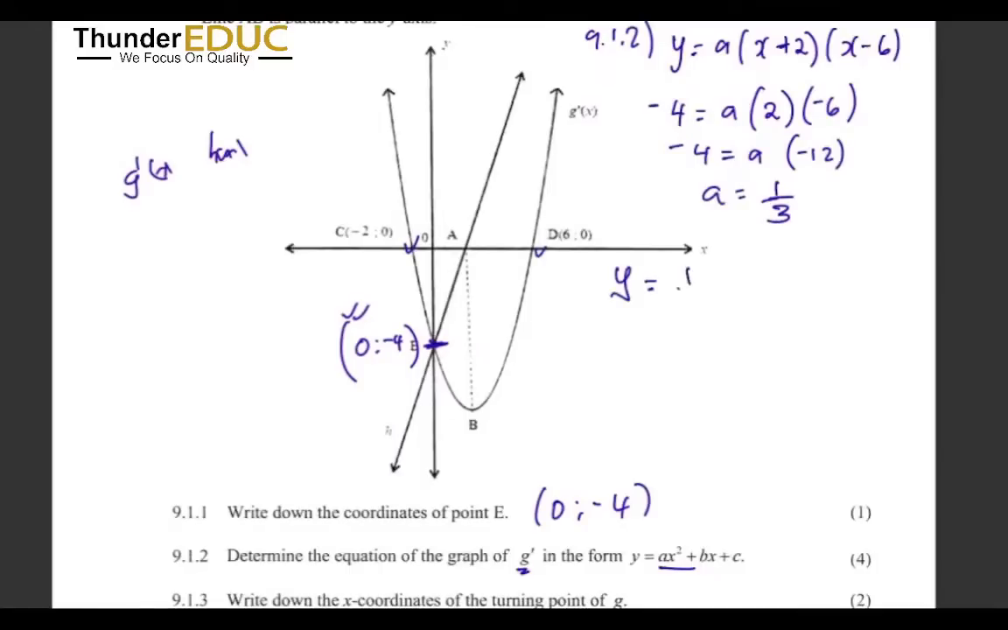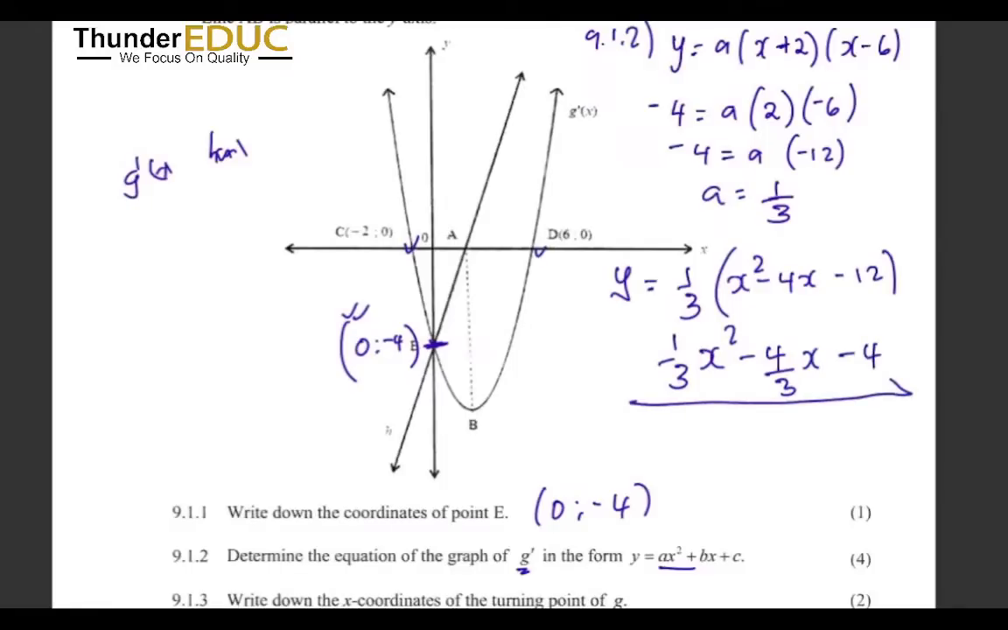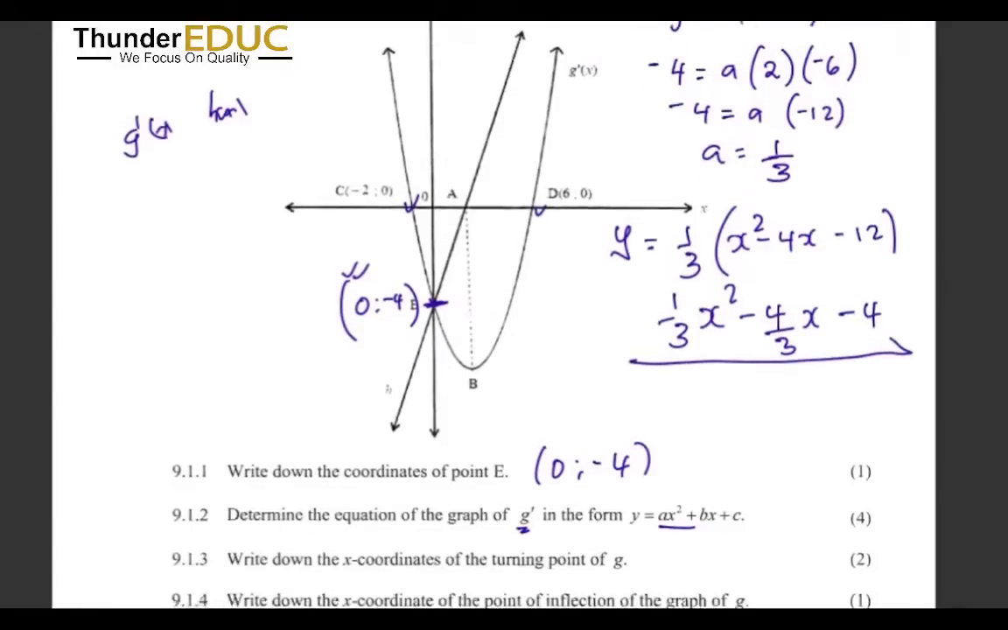Then if we reopen the brackets, it's going to be x squared minus 6x plus 2x, which is minus 4x, and that's minus 12. Open it up. We have 1 over 3 x squared minus 4 over 3 x minus 4. That's what they wanted: the a, the b, as well as the c.